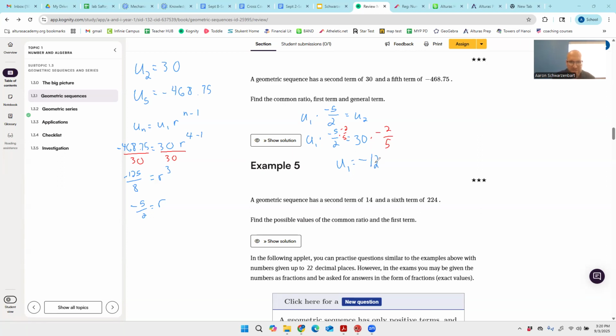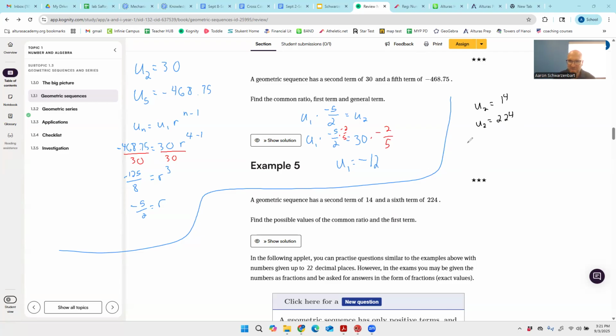Okay, example 5. A geometric term has a second term of 14 and a sixth term of 224. Find the possible values for the common ratio and the first term. Same idea again. Let's do this one in black. U2 equals 14. U6 equals 224. Find the possible values of the common ratio. This one's interesting because it's actually going to have two.